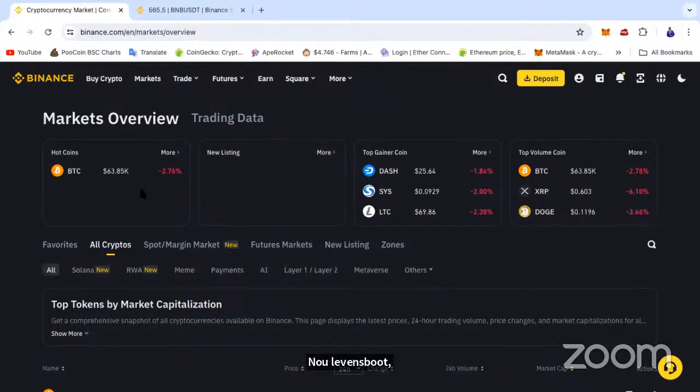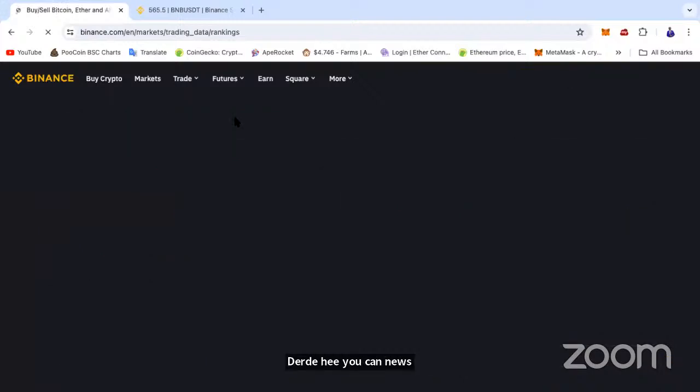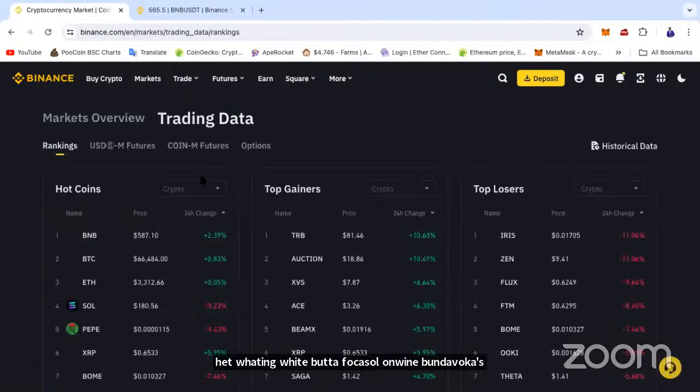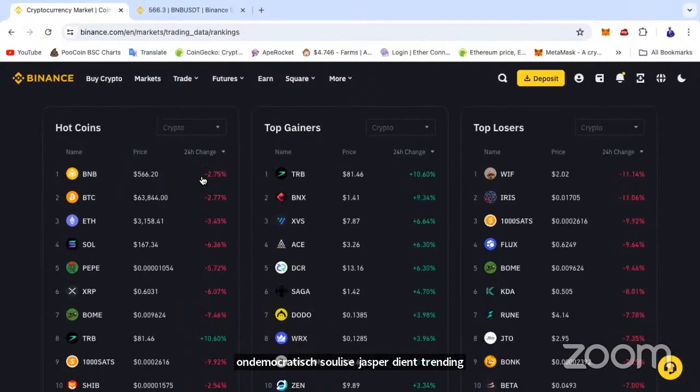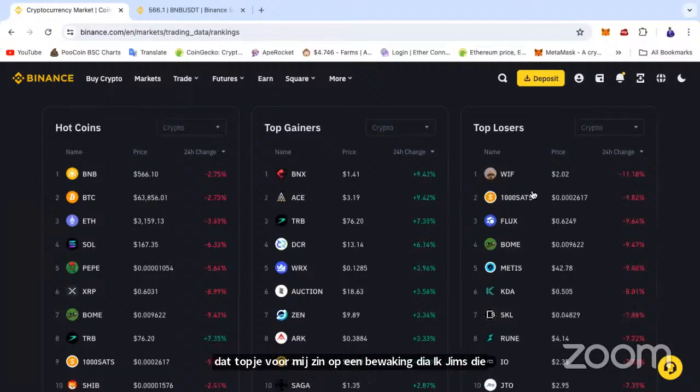Good. Now, here, this is Binance, this is market, this is overview, this is trading data. You can use these areas the way you want, but what we want to focus on is the markets. Trading data is just top information of the market. Here it gives you hot coins, here it gives you top gainers, here it gives you top losers.